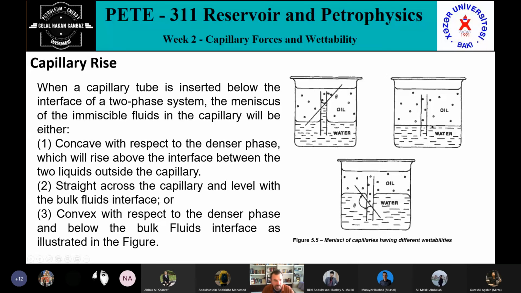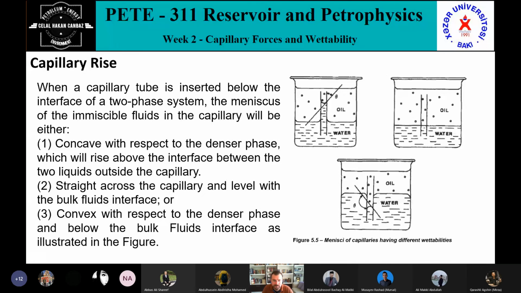Around 90 degrees, according to the literature, between 62 degrees and 133 degrees, we say it is intermediate wet. And at 90 degrees, we call it neutral wet. Okay, very good.